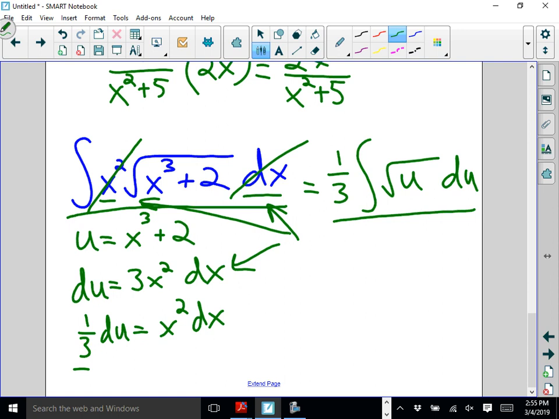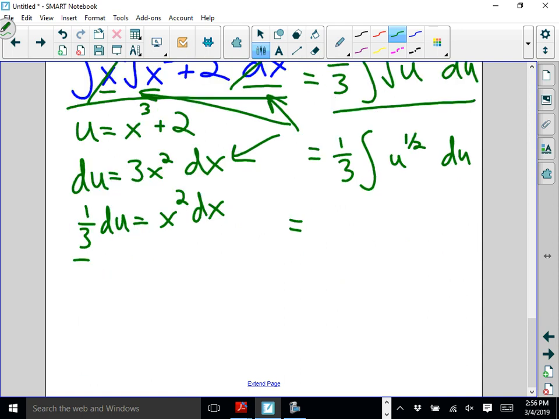The only other step I would make before I do the antiderivative is I know that the square root means to the 1/2. Now I just have to find this antiderivative in terms of u. Well, I've got 1/3. And now I just bump and divide. I'm going to bump the power up by 1 to 3/2, and divide by 3/2, which is really multiplying by 2/3.